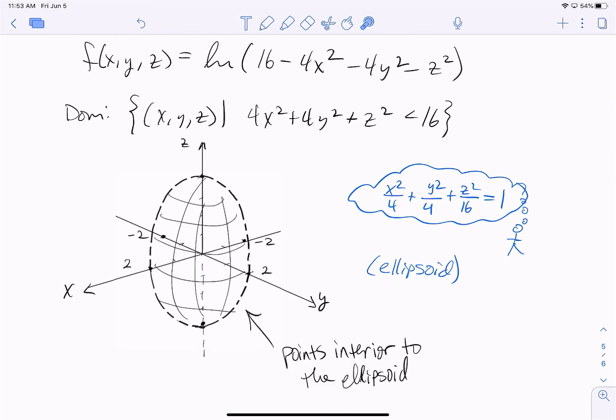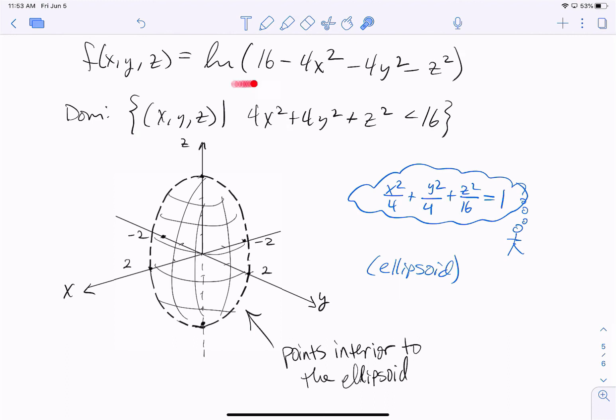So what does the graph look like? Well, it doesn't have a physical representation. The domain is in 3 space, x, y, and z. And so I can just say that the domain is interior to the ellipsoid, but the function itself does not have a graph. We don't have a way to graph in 4 dimensions in most cases.